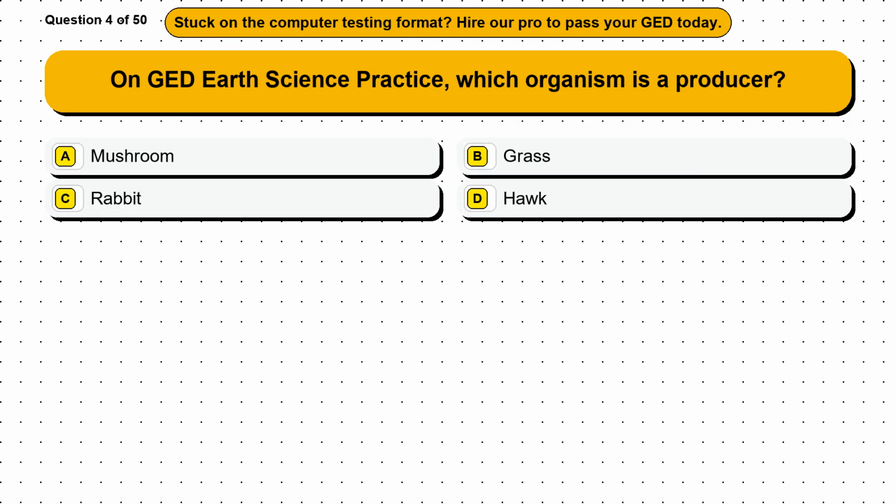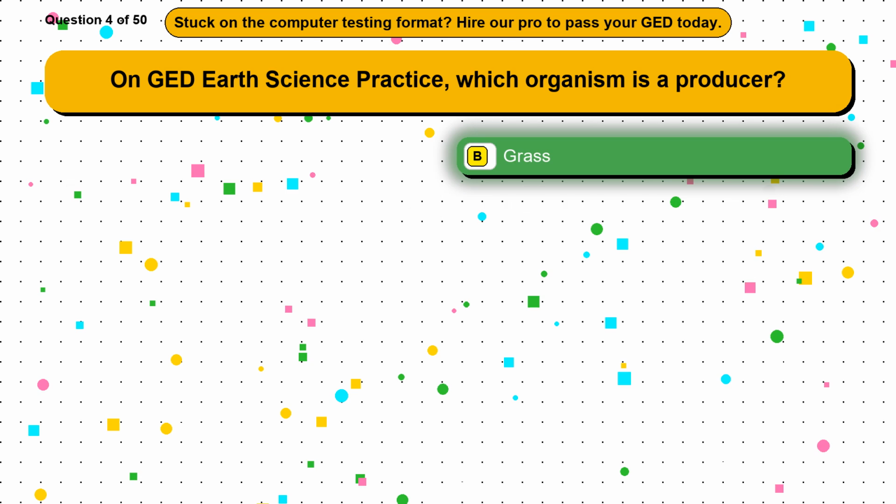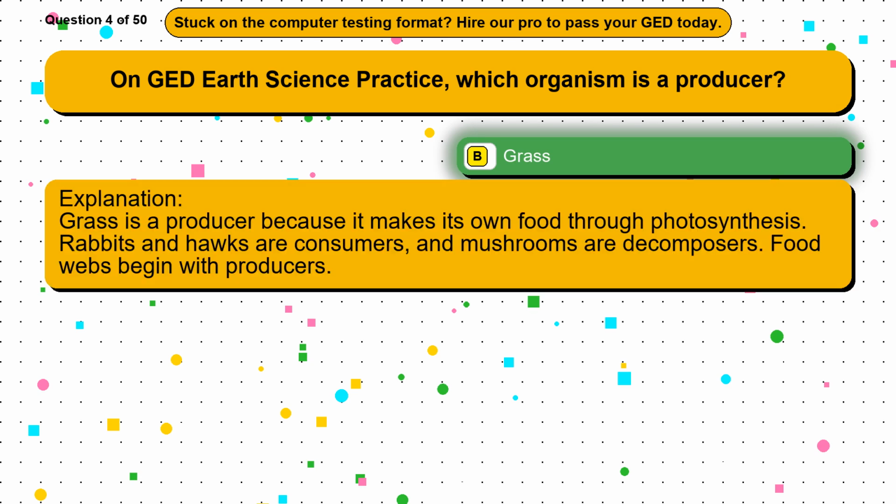Question 4. On GED Earth Science Practice, which organism is a producer? Option A, mushroom. Option B, grass. Option C, rabbit. Option D, hawk. The correct answer is option B. Grass. Grass is a producer because it makes its own food through photosynthesis. Rabbits and hawks are consumers, and mushrooms are decomposers. Food webs begin with producers.